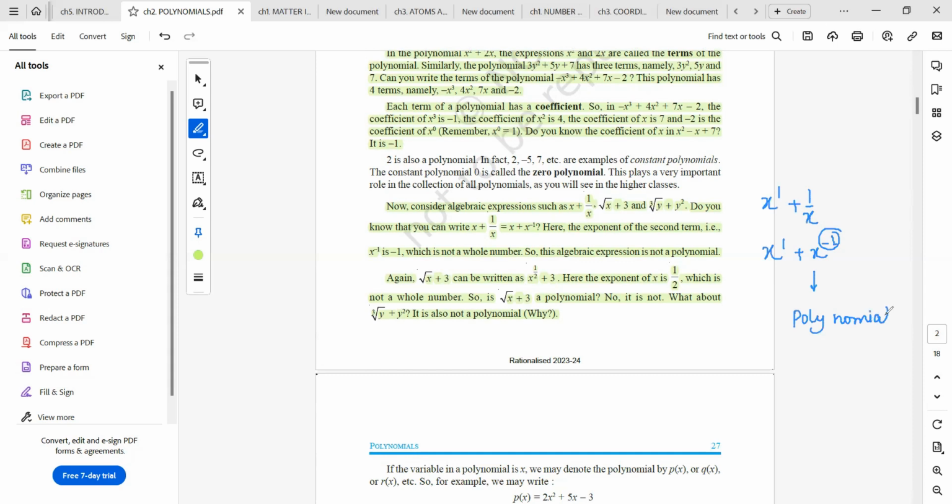Because a polynomial is any variable with a power that is a whole number. If you have the cube root of y, where y is a variable, then I can write it as y to the power 1 over 3. Yes. Cube root of y may be written as y to the power 1 over 3.